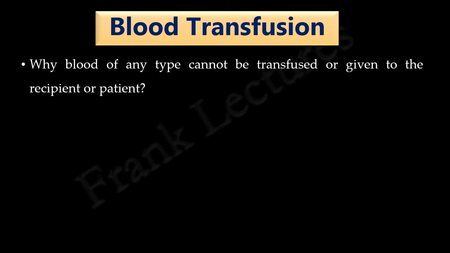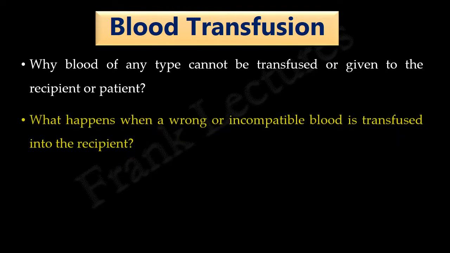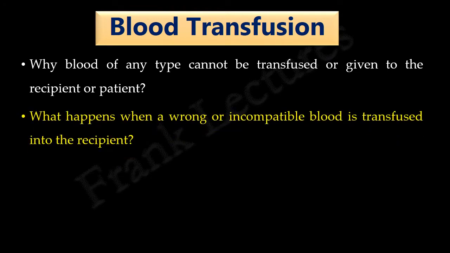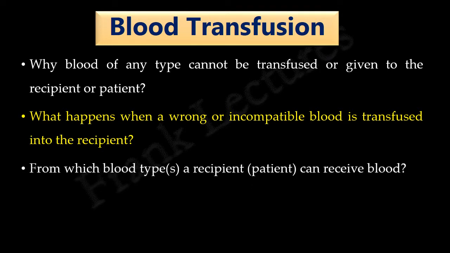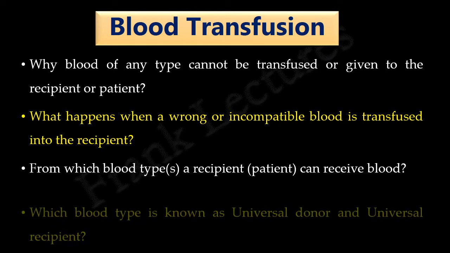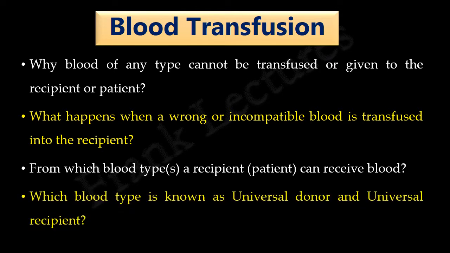In this video lecture, we will discuss four important concepts of blood transfusion. First, why blood of any type cannot be transfused to the recipient or patient. Second, what happens when a wrong or incompatible blood is transfused into the recipient. Third, from which blood types a recipient, patient, can receive blood. Fourth, which blood type is known as universal donor and universal recipient.